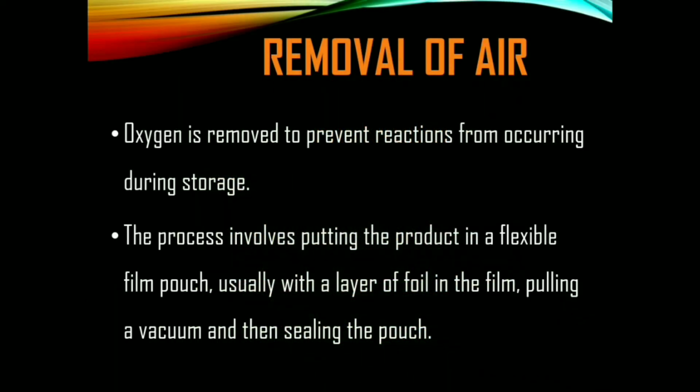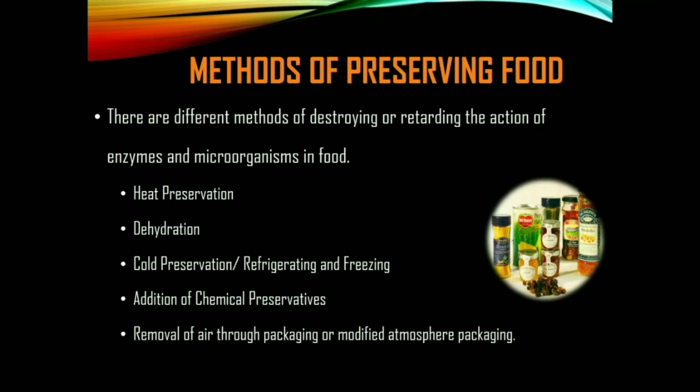Now the next method of preservation is removal of air. Oxygen is removed to prevent reactions from occurring during storage. The process involves putting the product in a flexible film pouch, usually with a layer of foil in the film, pulling a vacuum and then sealing the pouch. Now let us do a quick review.